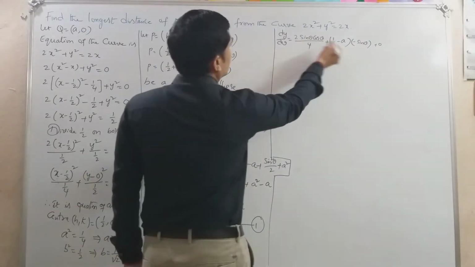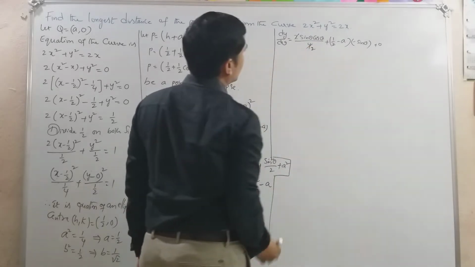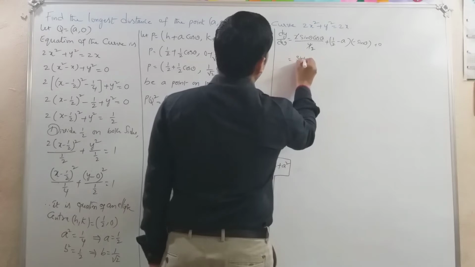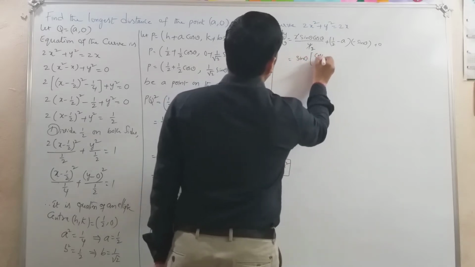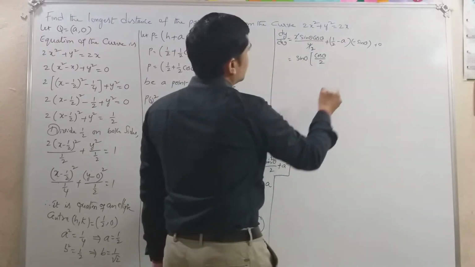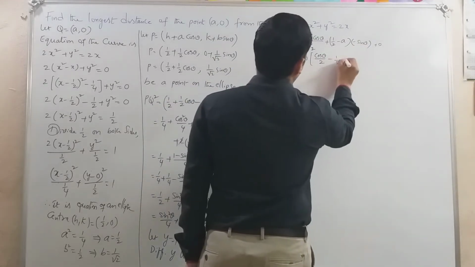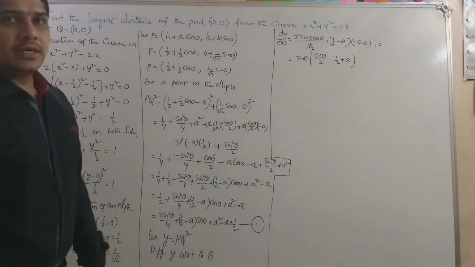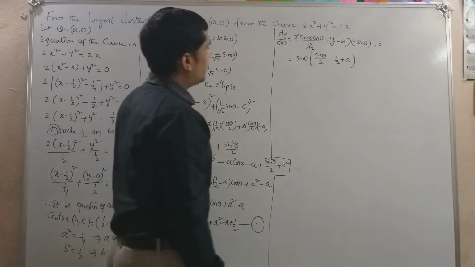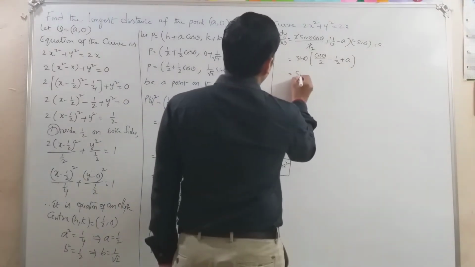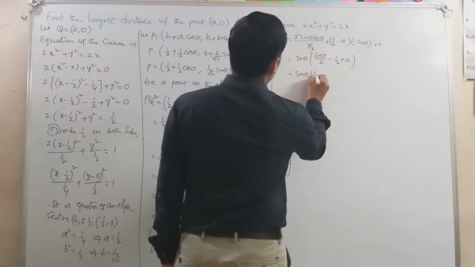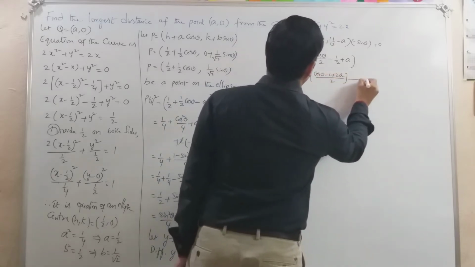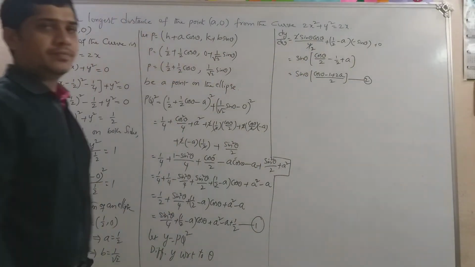Finally, here 2 times cancelled. So let me take sin theta common here. We'll get cos theta by 2 minus 1 by 2 plus a, it is common. Okay, so that is dy by d theta. Now if I take LCM, I'll get sin theta into cos theta minus 1 plus 2a by 2. So let me take this as equation number 2.